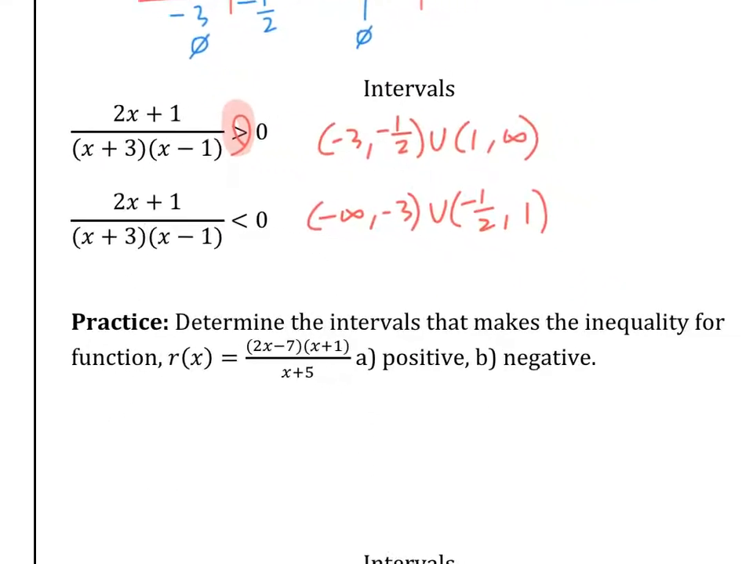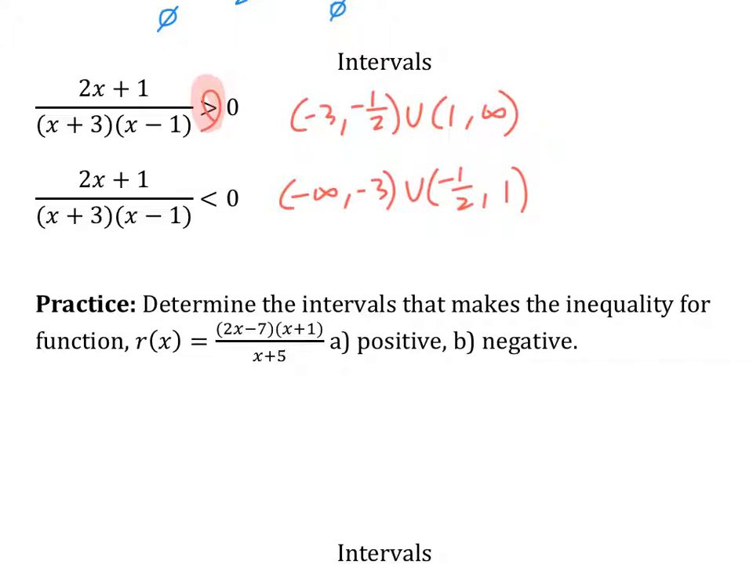All right, let's have you guys practice one. So you need to draw the sign chart and then figure out what makes it positive, what makes it negative. All right, let's start with Junior. What goes on the sign chart?